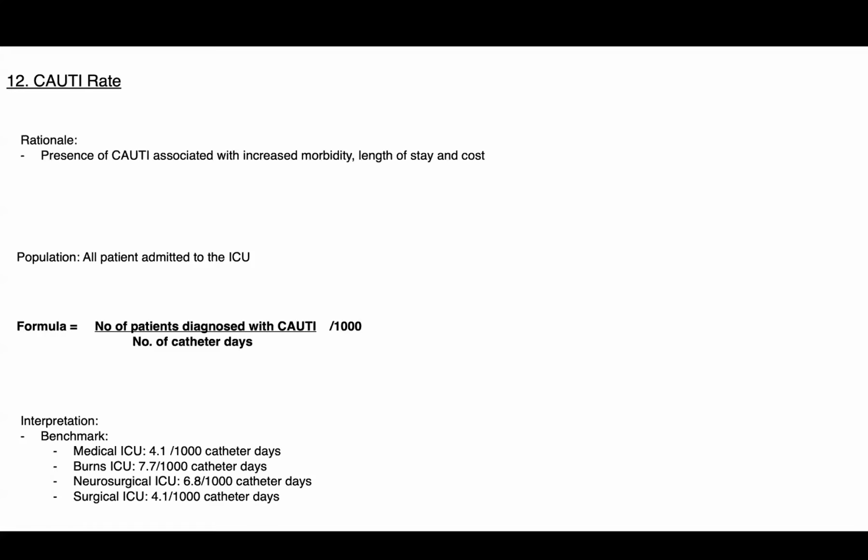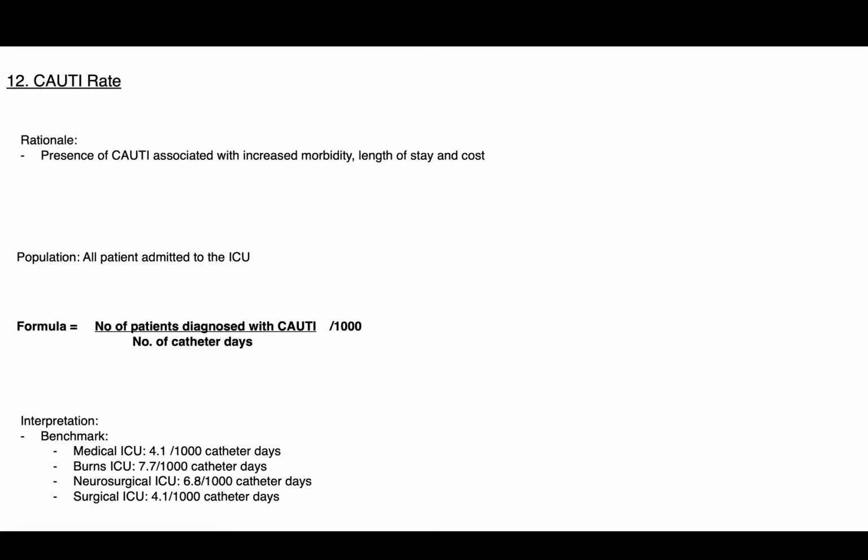No, condom catheters do not come under this subset of calculations. So the benchmark is medical ICU, it is 4.1, burns ICU, it is 7.7, neurosurgical ICU, it is 6.8, and surgical ICU, it is 4.1.